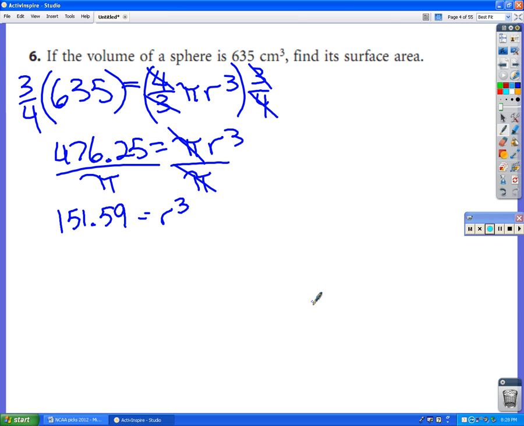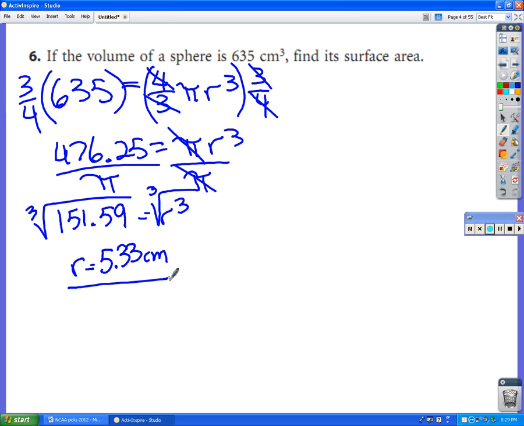Now to figure out what the radius is, instead of taking the square root, since this is to the 3rd power, I need to take the cube root of both sides. And if I do that, I get a radius of about 5.33 centimeters. So there's my radius. Now I'm going to use that to figure out what the surface area of the sphere is.